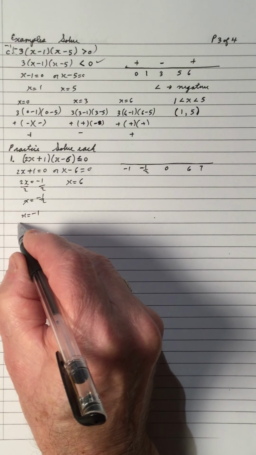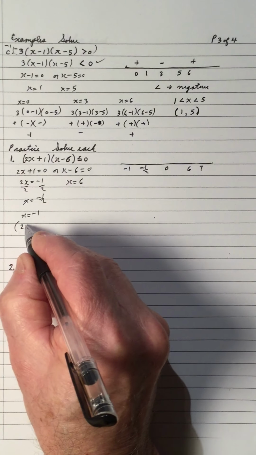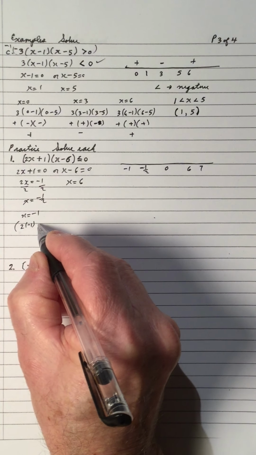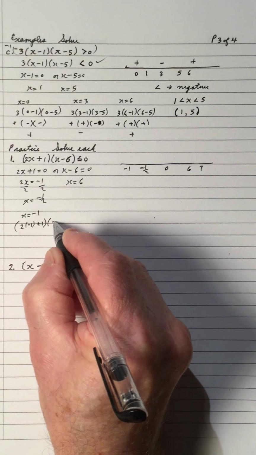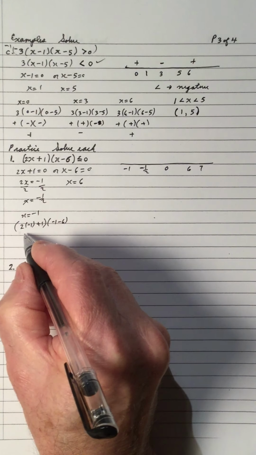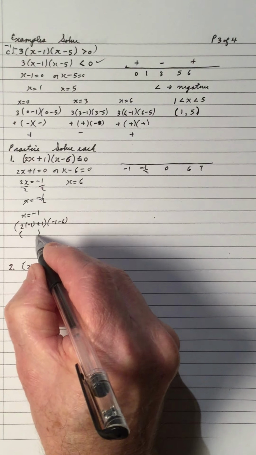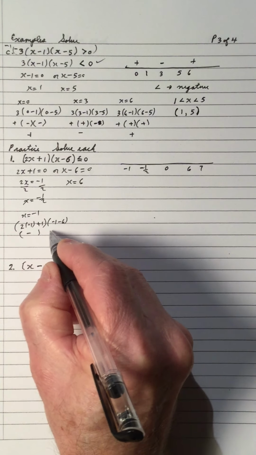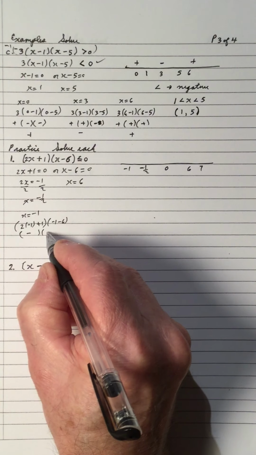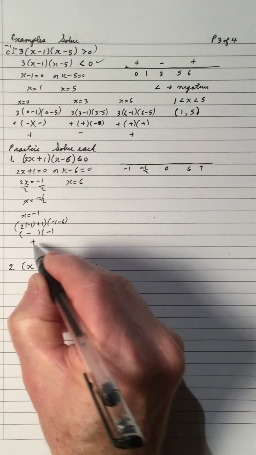Sub in the expression. So we have 2 times negative 1, plus 1, and we have negative 1 minus 6. So we work out the inside of this one. Negative 2 plus 1 is negative 1, and negative 1 minus 6 is negative. So that's a positive.